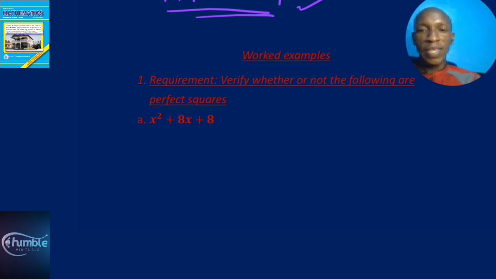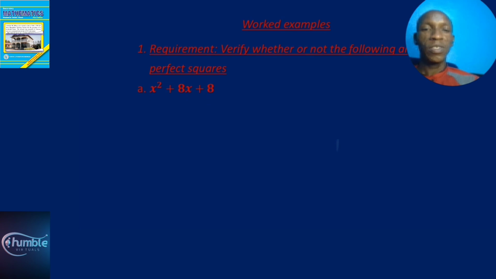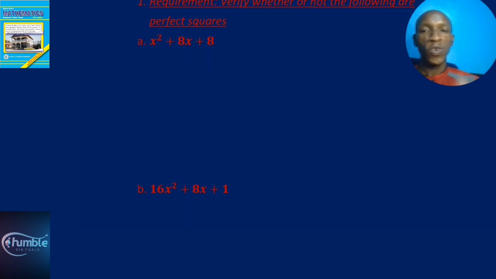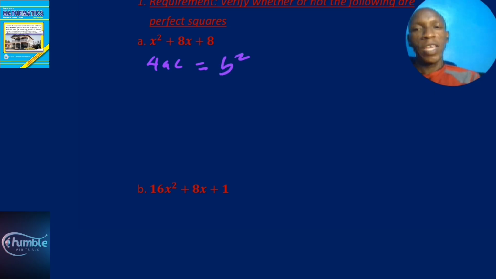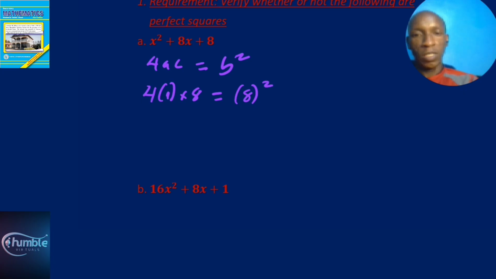x squared plus 8x plus 8. Is this a perfect quadratic expression? Is this a perfect square or not? So let us see. The rule is 4ac is equal to b squared. a is 1, b is 8, and c is 8. So therefore 4 by 1 by 8 should be equal to 8 squared.